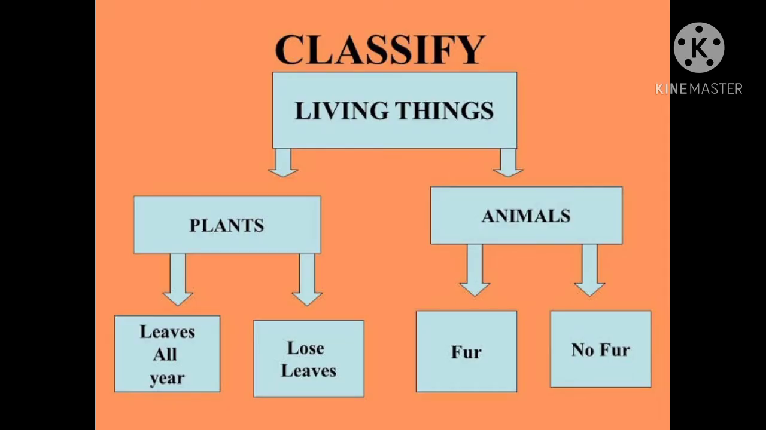Okay, what is the difference between plants and animals? We have already studied it. Plants are autotrophic in nature, but animals are heterotrophic in nature. Autotrophic in the sense they can produce their own food by photosynthesis. But animals are heterotrophic in nature. Heterotrophic in the sense they cannot produce their own food. They will eat other plants and animals.